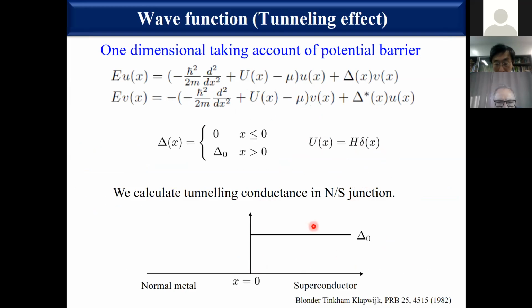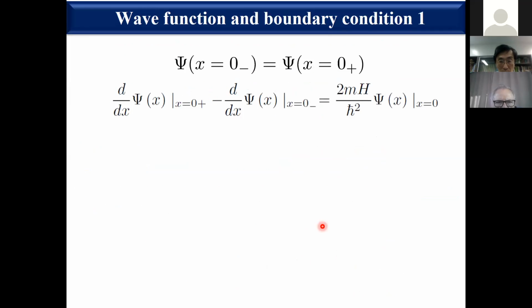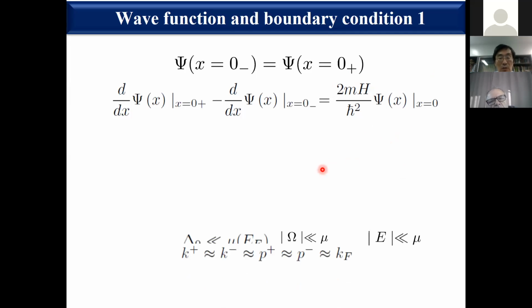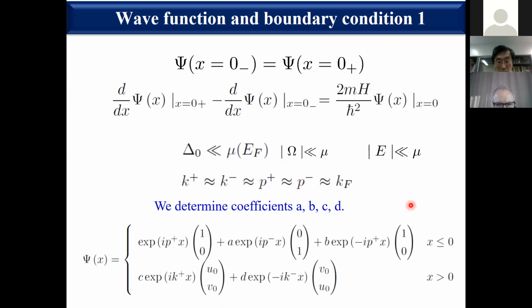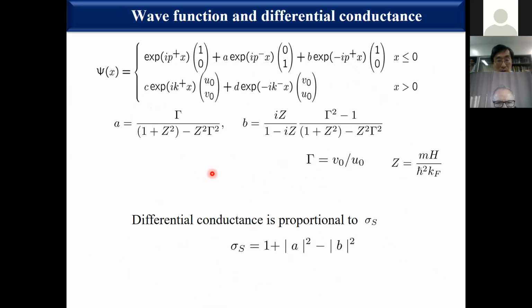Then we can automatically calculate the wave function, but the boundary condition is a little bit modified due to the presence of the delta function model. Then, similar to the last analysis, the magnitude of the pair potential is very small. Then we can nicely write the coefficients A, B, C, and D compactly. And the final answer becomes like that. It is given by this quantity.